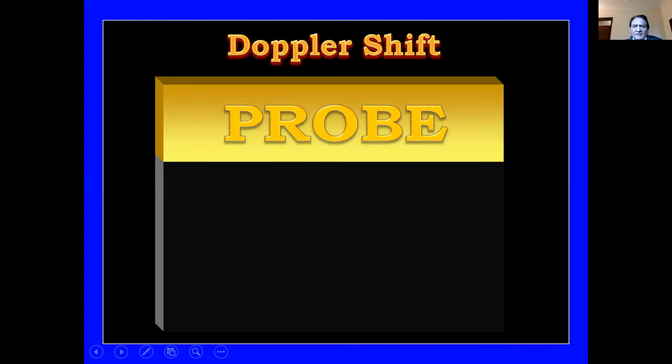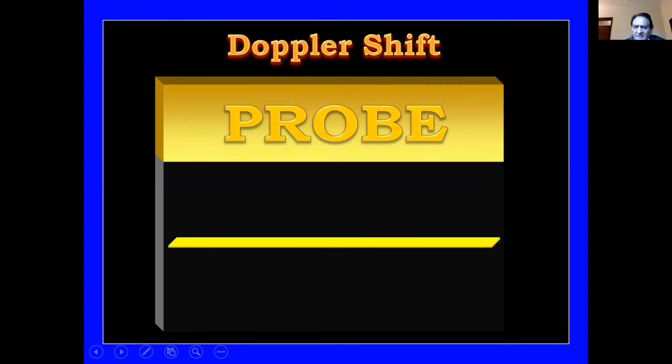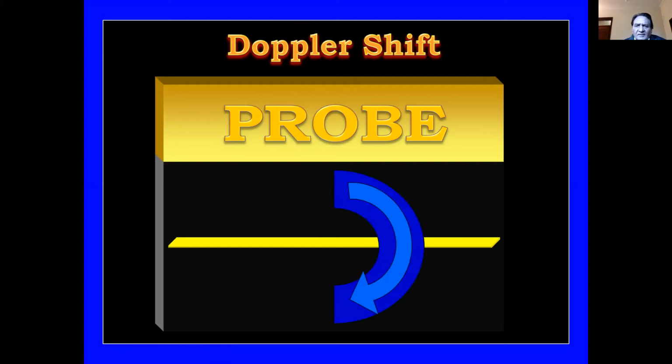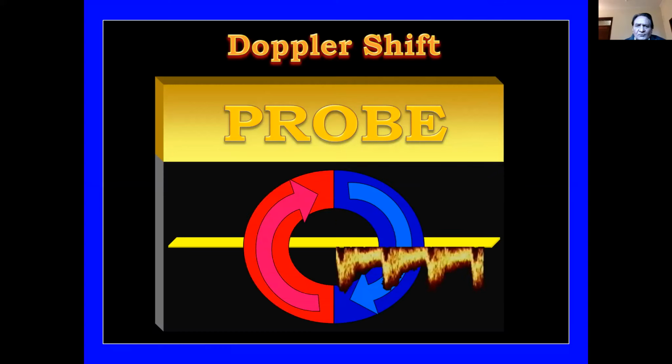And to sum up the Doppler, this is a probe and this is a beam. This is our baseline. Away from the probe is blue and the spectrum is below the baseline. This is towards the probe, the color is red and the spectrum is above the baseline. So that's the summary of the Doppler shift and the spectral Doppler.